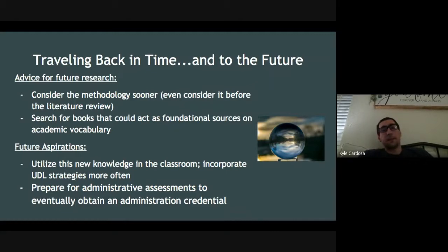And then finally, and I apologize for the transitions that I've had, but finally, getting into my future aspirations. So not only do I hope to utilize this knowledge in the classroom, incorporating UDL strategies more often, and I've been doing that throughout these last couple of months, especially when it comes to vocabulary. And I told myself this second semester, I really want to focus on vocabulary because the English language learners in my last semester classes definitely suffered from my lack of attention to academic vocabulary and that gap that does exist.